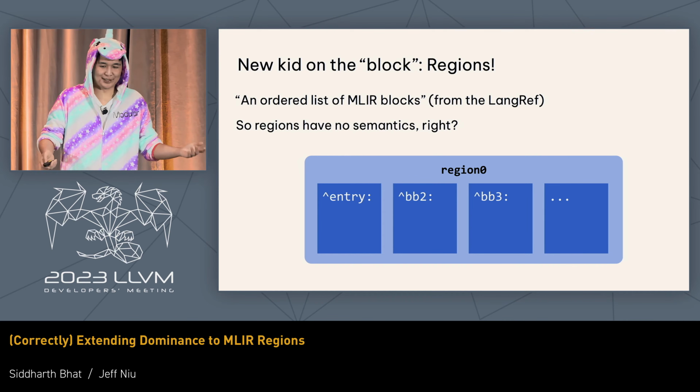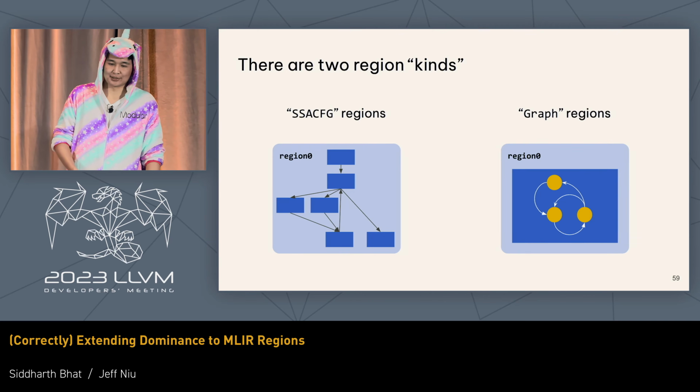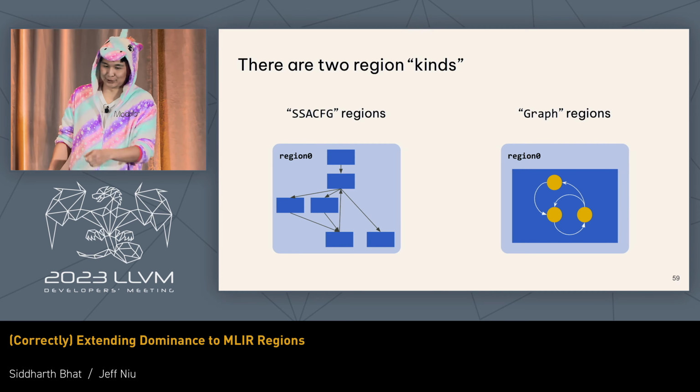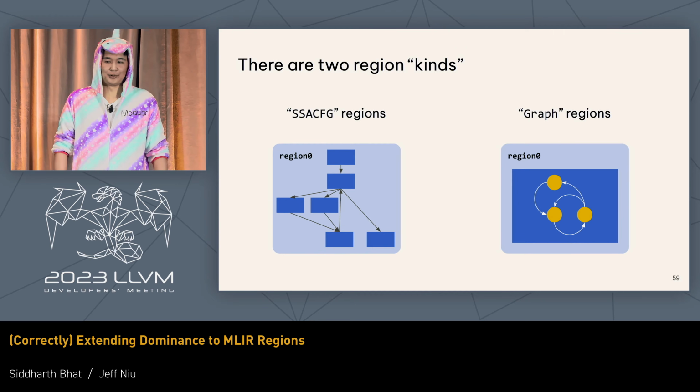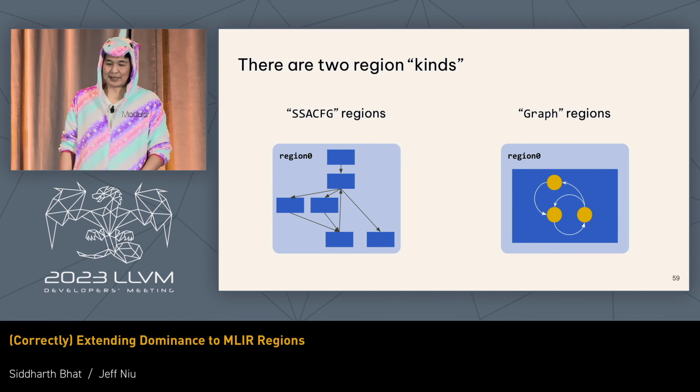OK, well, that says not much. But actually, MLIR has 2 different kinds of regions. Originally just 1, but now 2. One is called SSA CFG regions, and another one is a bit weirder, but a bit newer, called graph regions.